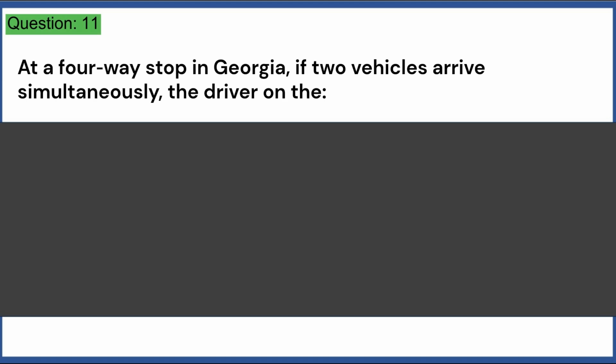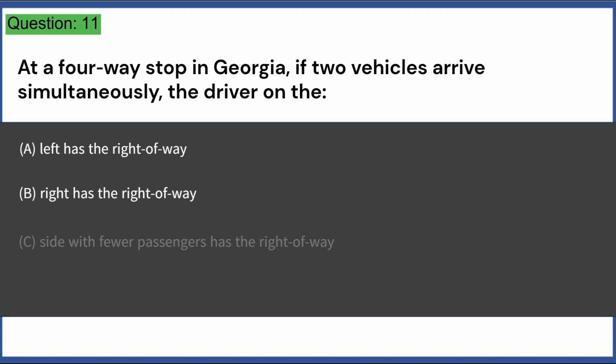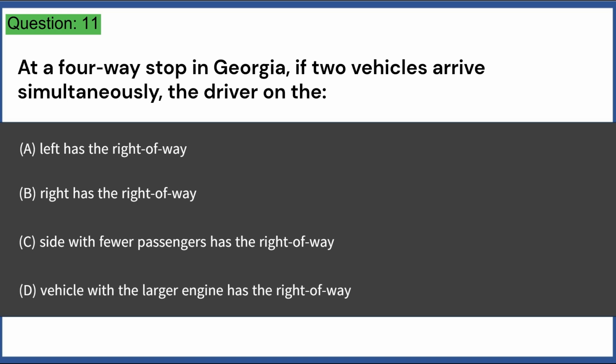At a four-way stop in Georgia, if two vehicles arrive simultaneously, the driver on the: A. Left has the right-of-way. B. Right has the right-of-way. C. Side with fewer passengers has the right-of-way. D. Vehicle with the larger engine has the right-of-way. Answer B. At four-way stops, the vehicle on the right is given the right-of-way.